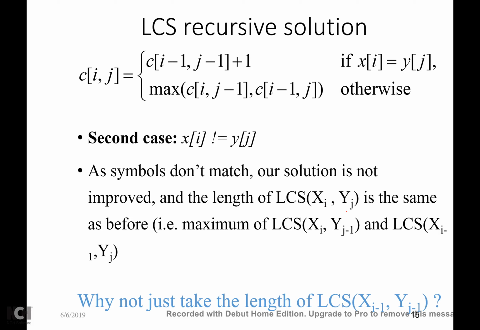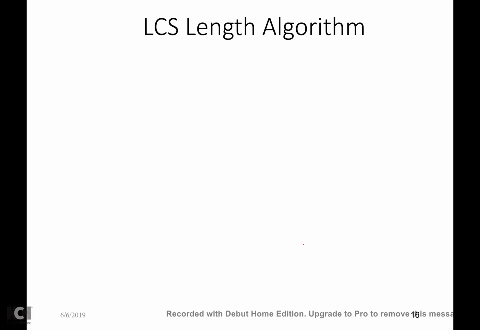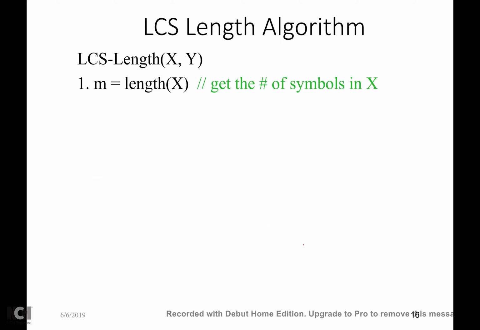And question 1, not just take the length of LCS of xi minus 1, yj minus 1. The reason is we have to consider that maybe you will count one of the elements and compare this element with some other element in the second sequence.